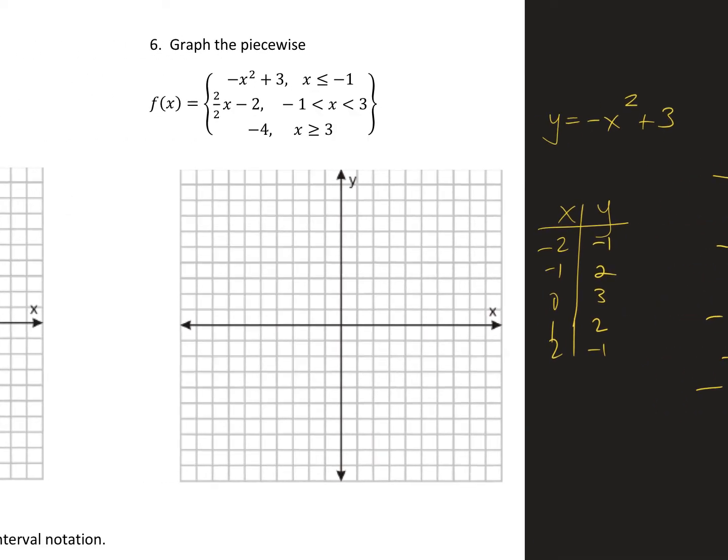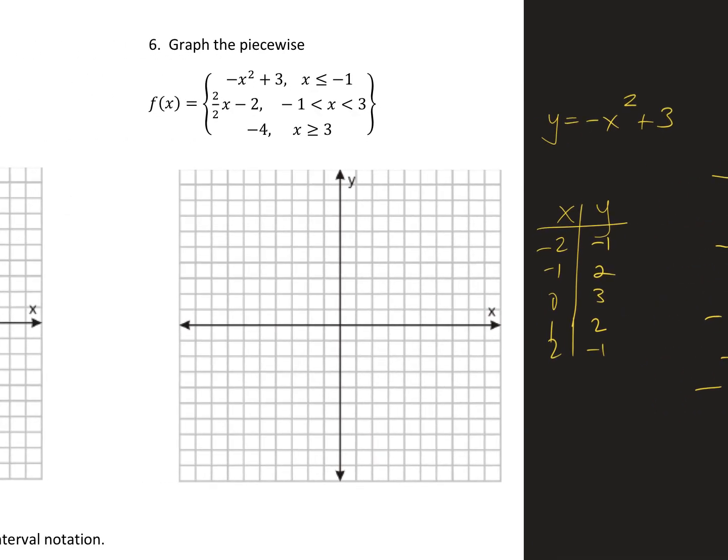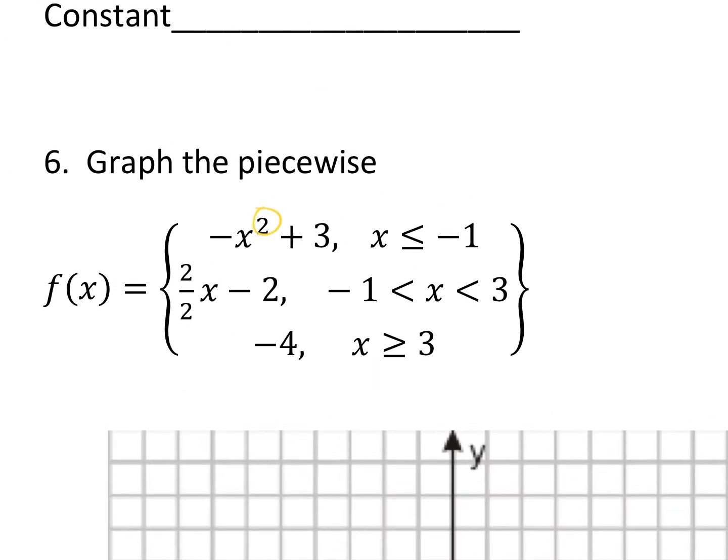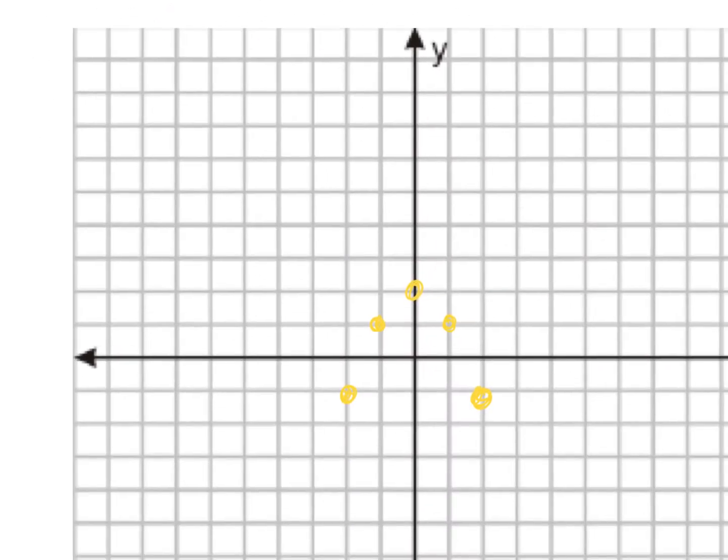So your parabola looks something like this. Negative 2, negative 1. Negative 1, 2. 0, 3. And then this way. If you guys knew your transformations, you knew that this would be a parabola because it's squared. You knew that it would reflect over the x-axis. It would flip over. And you would know that it would move up 3 on the y-intercept. That's why it's helpful to know those things.